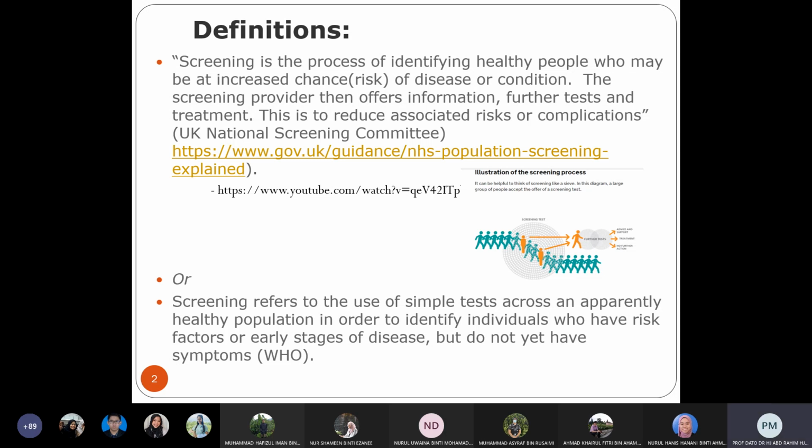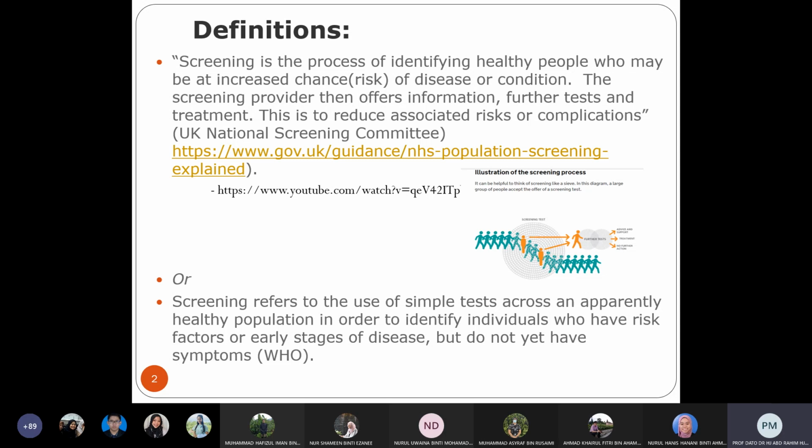This is under the definition of the National Screening Committee, and we have another by WHO saying that screening refers to the use of simple tests across an apparently healthy population in order to identify individuals who have risk factors or early stages of the disease but do not yet have symptoms. So that is the whole idea of screening. Screening is to check normal people whether they have any early stage of disease, because they have no symptom. They are asymptomatic.